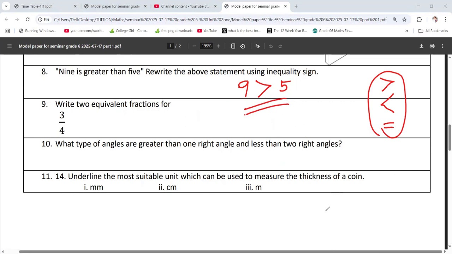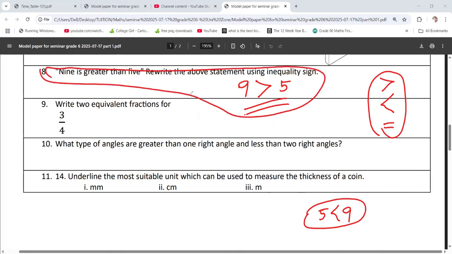Now I'm giving you another one. Just say this on the other side, 5 is less than 9. 5 is less than 9, right? This is the meaning of that. But anyway, for this answer, you need to write this thing because this says that 9 is greater than 5.